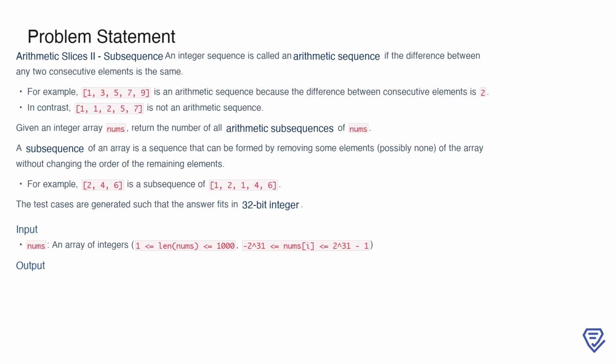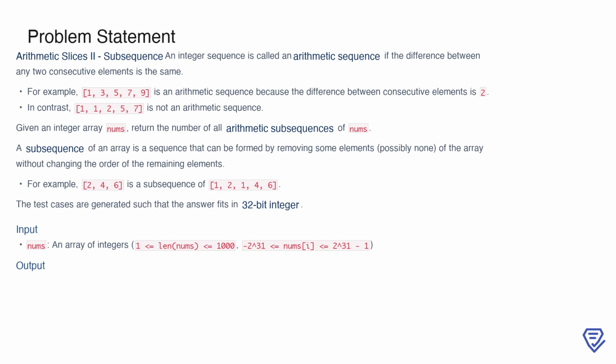Now, given an integer array nums, the goal is to find the number of all arithmetic subsequences in nums. A subsequence is formed by removing some elements from the array without changing the order of the remaining elements. For instance, 2, 4, 6 is a subsequence of 1, 2, 1, 4, 6.